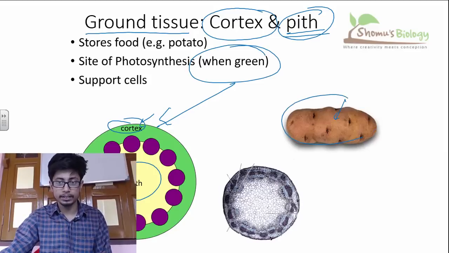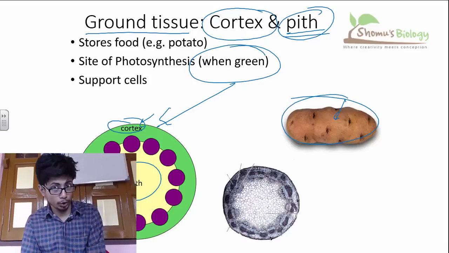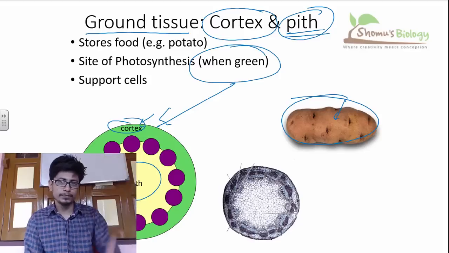An example is given here, potato, right? Normal potato is a part of the shoot, while on the other hand, the sweet potato is a part of the root.